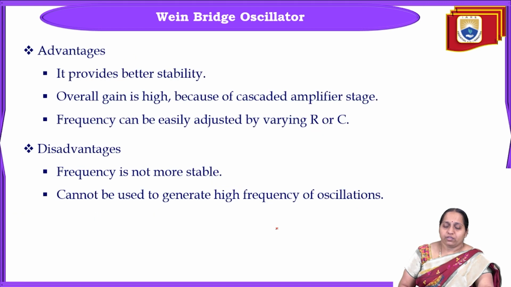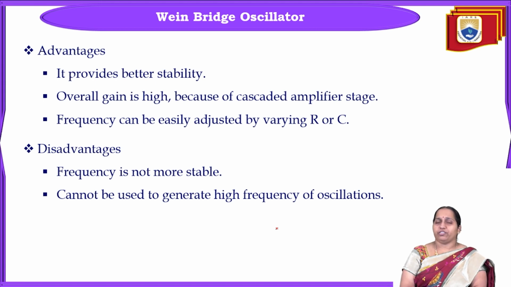So coming to advantages of Wein bridge oscillator, it provides better stability. Overall gain is high because of the cascaded amplifier stage, and frequency can be easily adjusted by varying R or C. So it will provide better stability, right? And overall gain also is high because you are using two cascaded amplifiers. Then frequency can also be adjusted by varying simply the values of R and C.